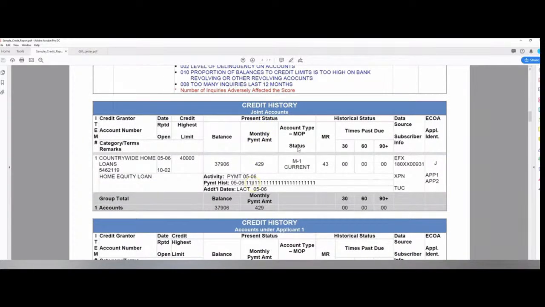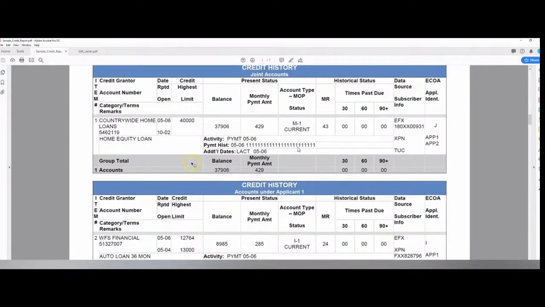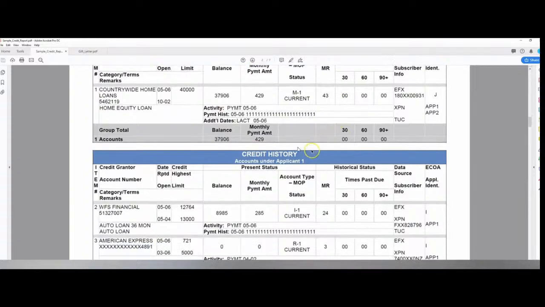So this person has a mortgage. It tells you the mortgage history. This has a home equity loan. A home equity loan is a second mortgage. It's another terminology that's considered a second. They've never been late on it. If they were late, it would be on here, in this section.